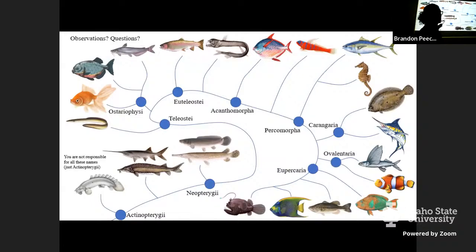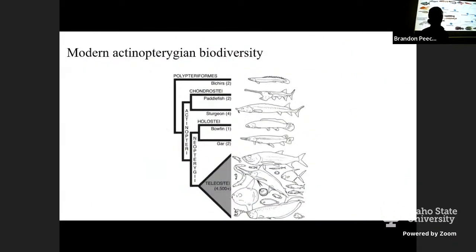Okay, let's talk about Actinopterygian biodiversity. It's going to feel a lot like what we just did with vertebrate biodiversity. So here is the actual distribution of extant living Actinopterygians. It's a phylogeny. This number here is telling you the number of genera in each group. So there's 2 genera of this fish, 2, 4, 1, 2, 4,500 plus.